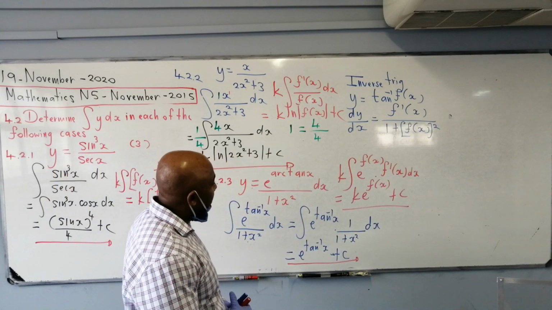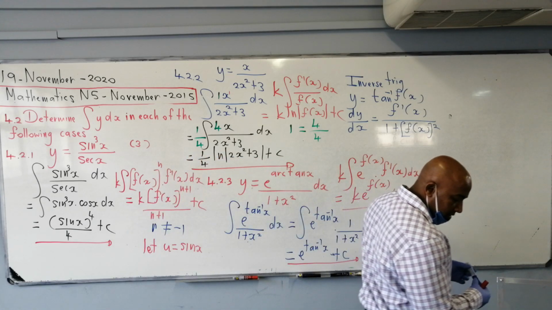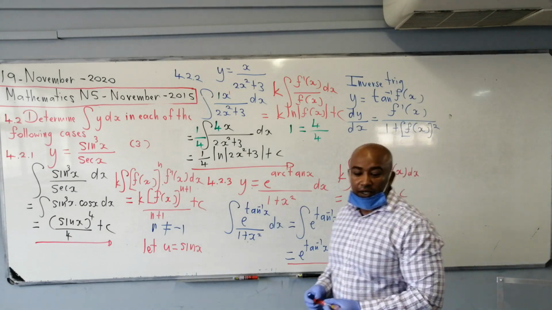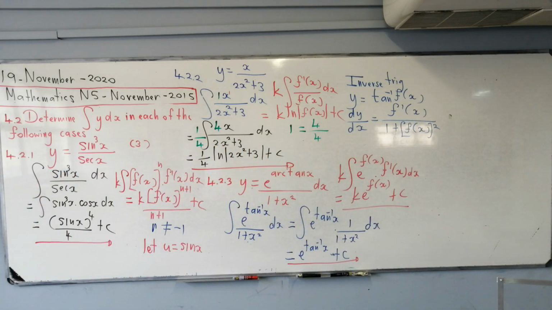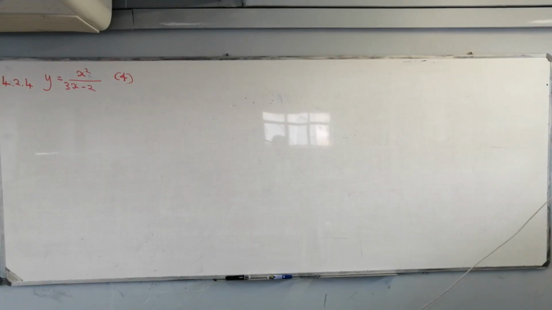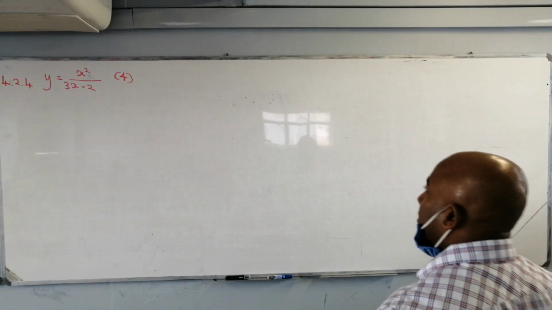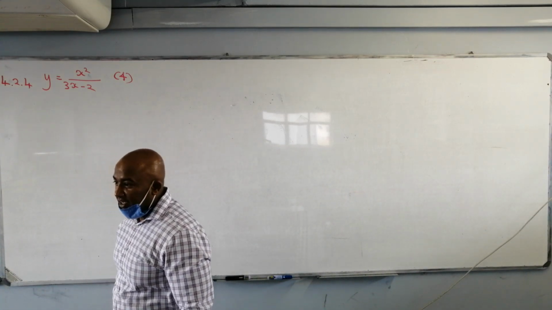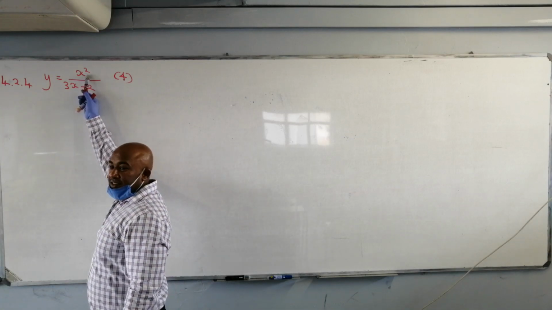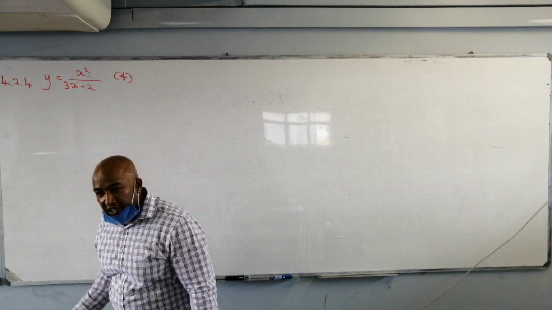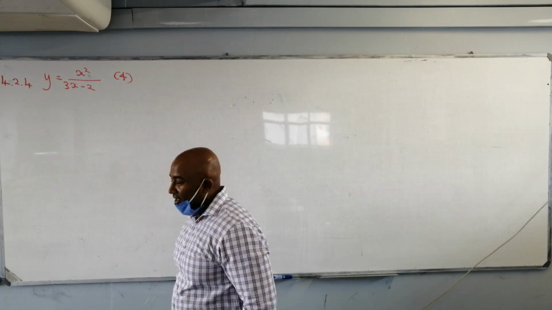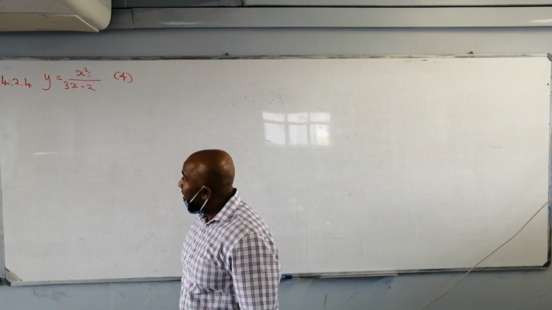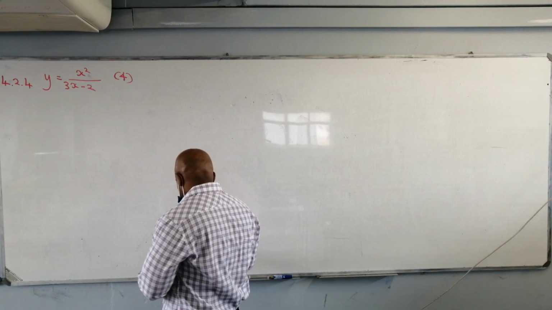Right, the next example here is 4.2.4. Oh, I think I need more space for this one here. So, all right, 4.2.4. We have a fraction, and the numerator is not of a lower degree than your denominator. Okay, so we can use long division. There's also another way to do it, but let me start with long division first.